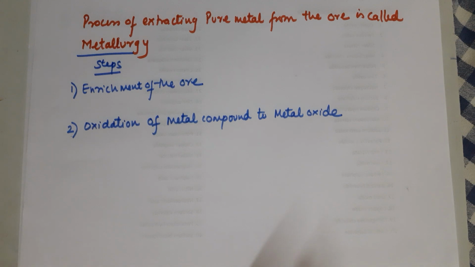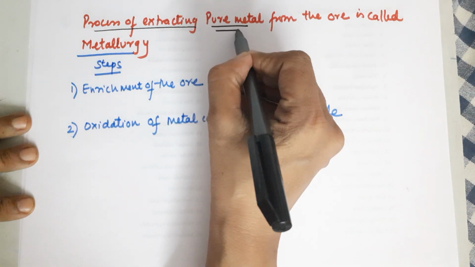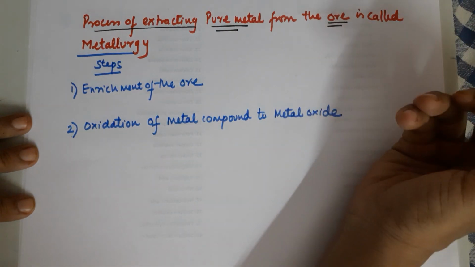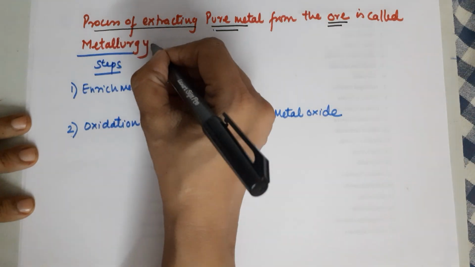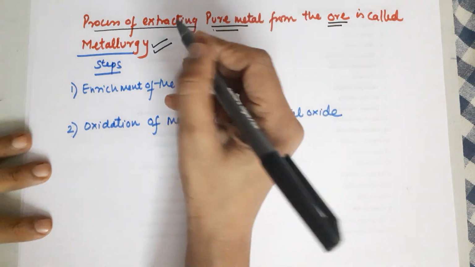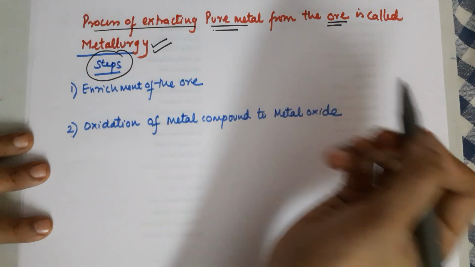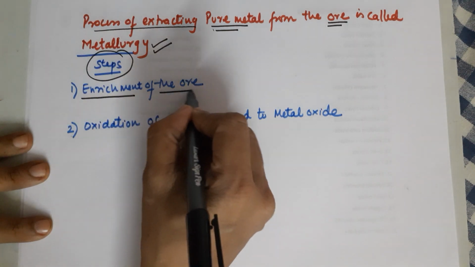Moving on to the extraction part. Now when I talk about the extraction, the process of extracting your pure metal from the ore is already been defined. So when you extract your pure metal from the ore, this process is called as metallurgy. This definition you should know, and you have steps for metallurgy. The first step is called as enrichment of the ore.